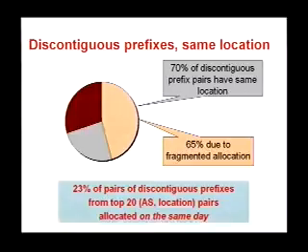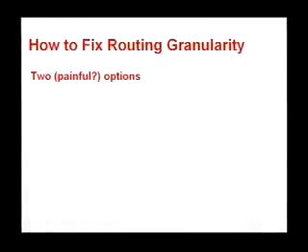But actually, there's another surprise, which is that a lot of these discontiguous prefix allocations are happening on the exact same day. So a particular AS may be getting two different discontiguous allocations from ARIN on the same day. And we found that for a significant fraction of the cases as well.